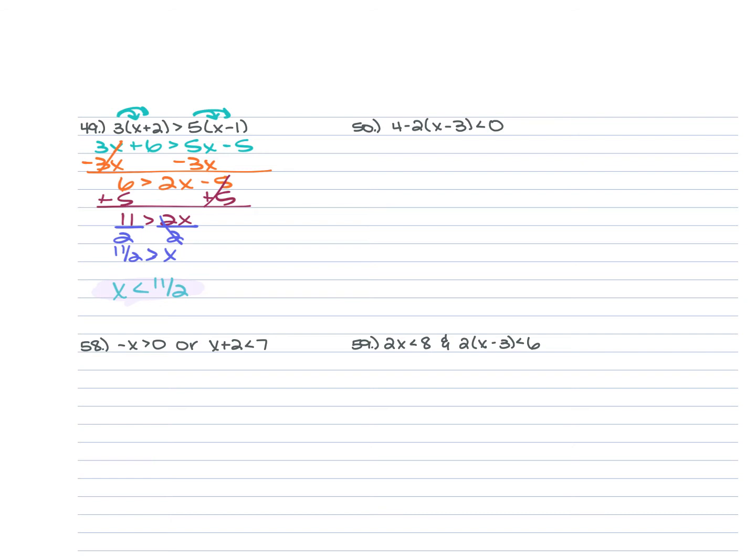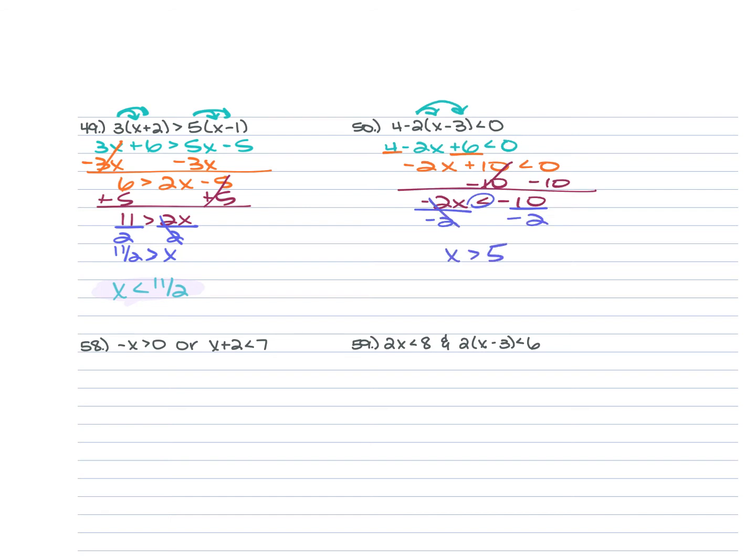50 is the next one we're going to look at. We have 4 minus 2 times x minus 3 is less than 0. What are we doing? So if we distribute that negative 2, the negative 2 times x gives us negative 2x, and negative 2 times negative 3 is positive 6, is less than 0. If you have like terms on the left side, combine them. 4 plus 6 gives us 10. So negative 2x plus 10 is less than 0. Subtract the 10. So negative 2x is less than negative 10. Divide by negative 2 and switch the sign. So we get that x is greater than 5. Good.